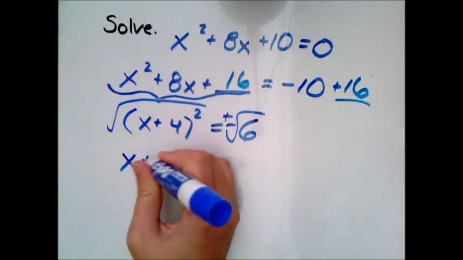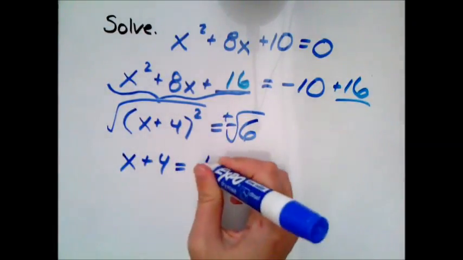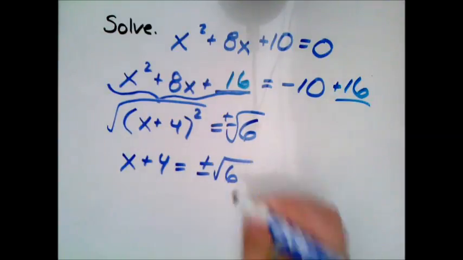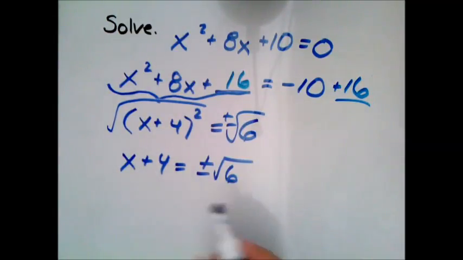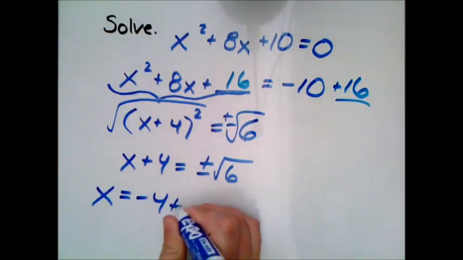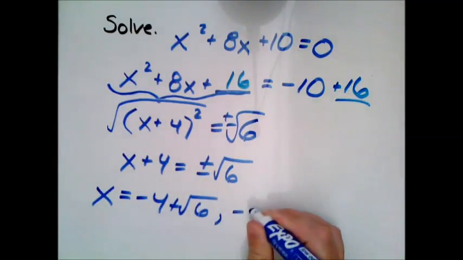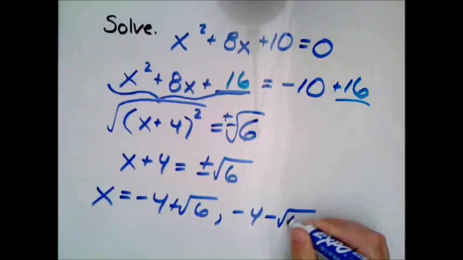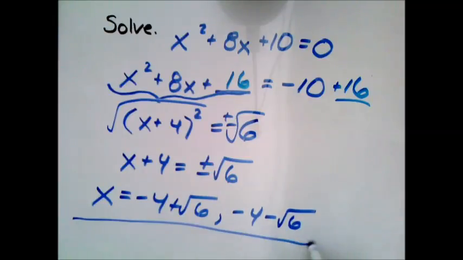And so this says x plus 4 equals positive or negative square root of 6. And then finally, to get x by itself, we can subtract 4 from both sides. And remember that technically means you have these two answers. Plus or minus is just a shorthand for saying that it could be plus square root of 6 or minus square root of 6.